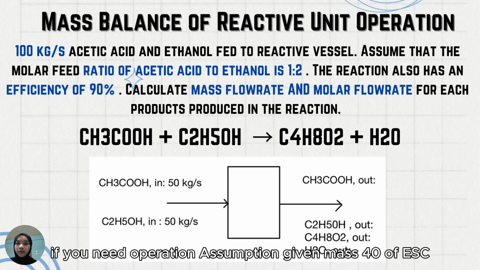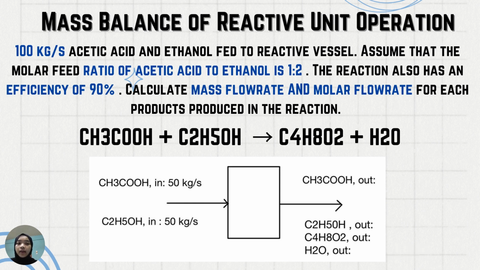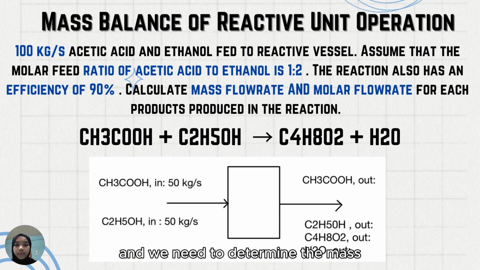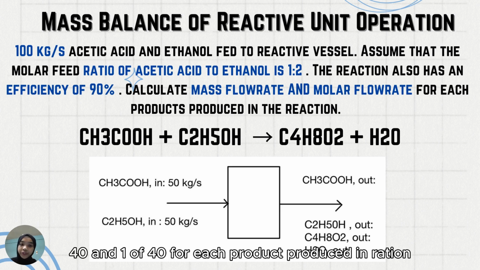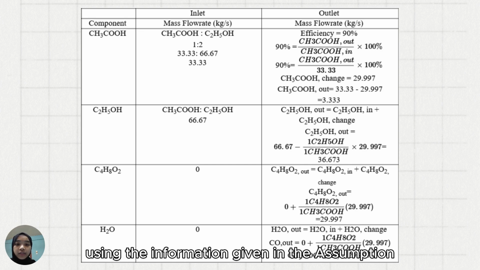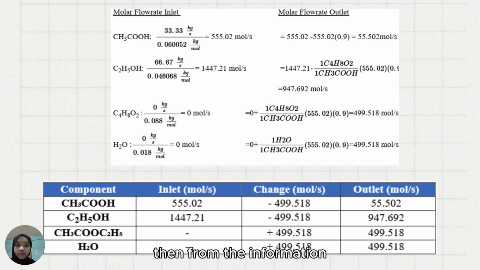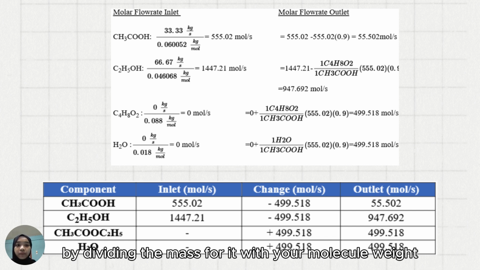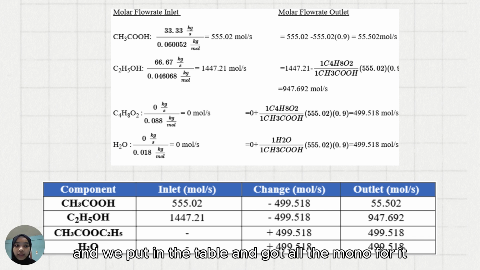To determine the mass balance of a reactive unit operation, the assumptions given are the mass flow rate of acetic acid and ethanol fed to the reactive vessel, a ratio of acetic acid to ethanol of 1:2, and an efficiency of reaction of 90%. We need to determine the mass flow rate and molar flow rate for each product produced in the reaction. Next, we determine the mass flow rate for inlet and outlet using the information given in the assumptions. Then, from that information, we can calculate the molar flow rate for inlet and outlet by dividing the mass flow rate by the molecular weight of each component. We put it in a table and get the molar flow rate for each component.